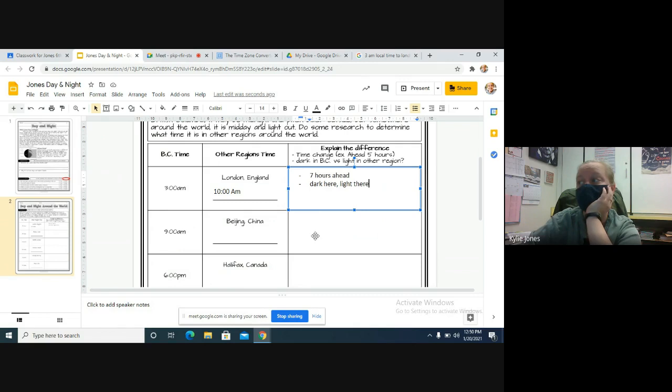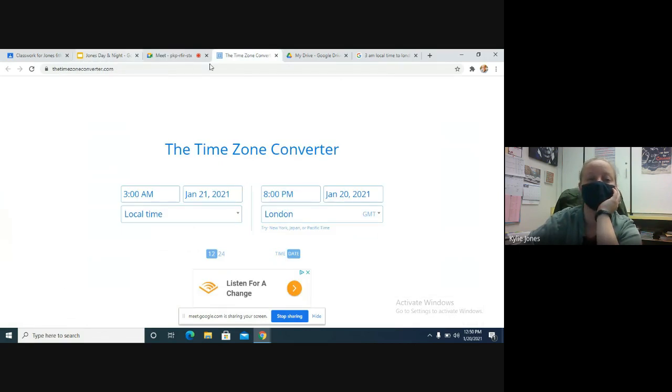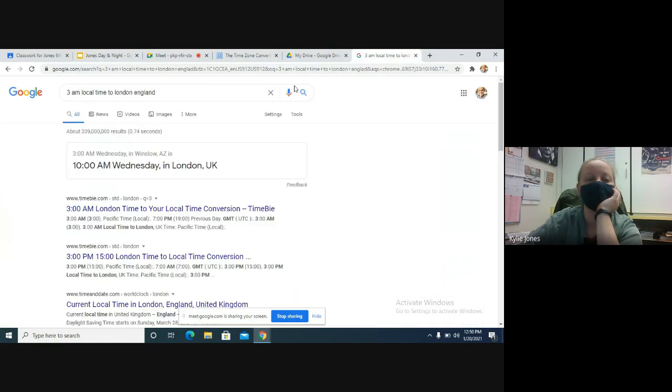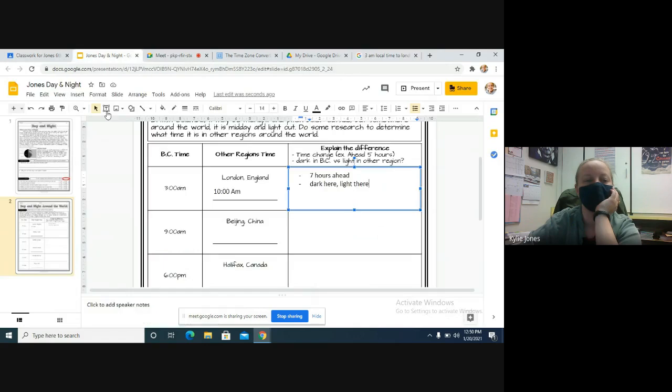Can we put abbreviated hours? Yeah, you can abbreviate it. If this website isn't working, because that is not the correct time translation, just Google it like I did, and it should be better. Like 3 a.m. local time to wherever it wants you to go. The next one says 9 a.m. in Beijing. What time would that be in Beijing?